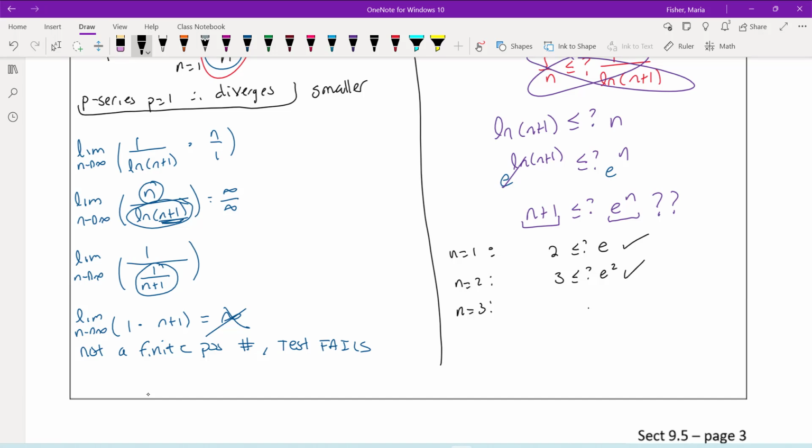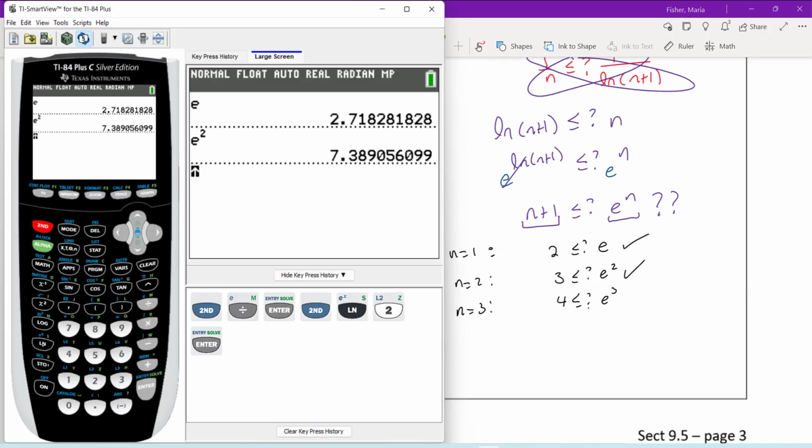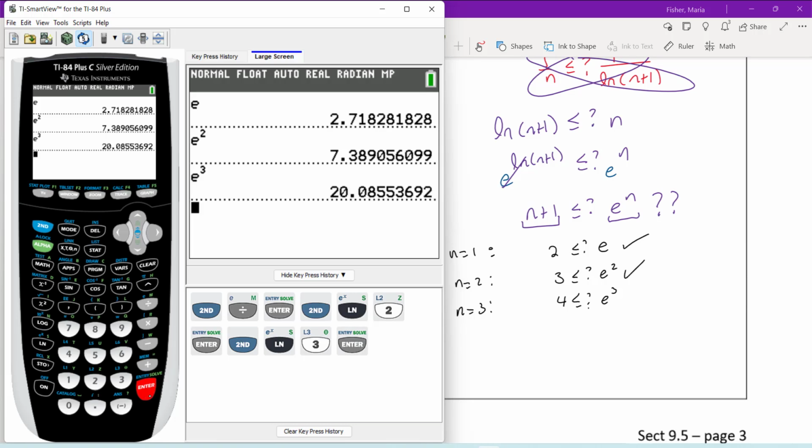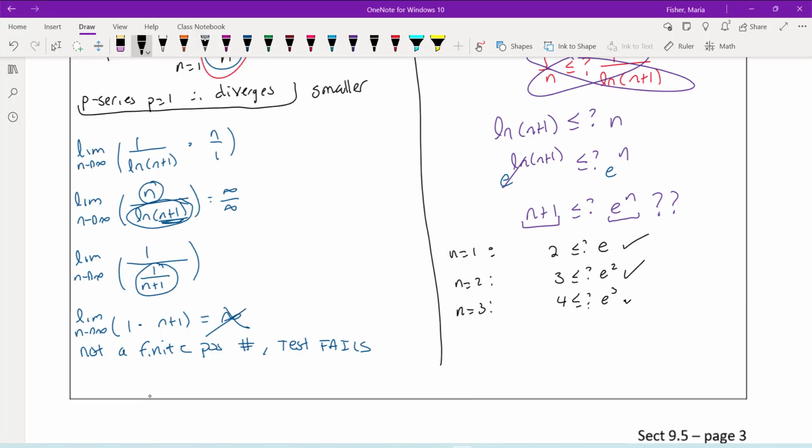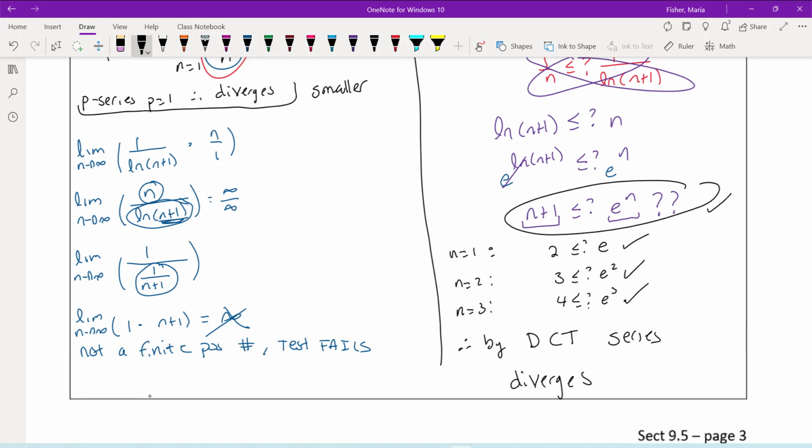When n is equal to 3, does this still hold true? Well, is 4 less than or equal to e cubed? Yes, because again, it's an exponential and e cubed is 20.1. Therefore, this is true. And since that's true, we know that by the direct comparison test, our series diverges. Why does it diverge? Because the one that we were comparing it to diverged.